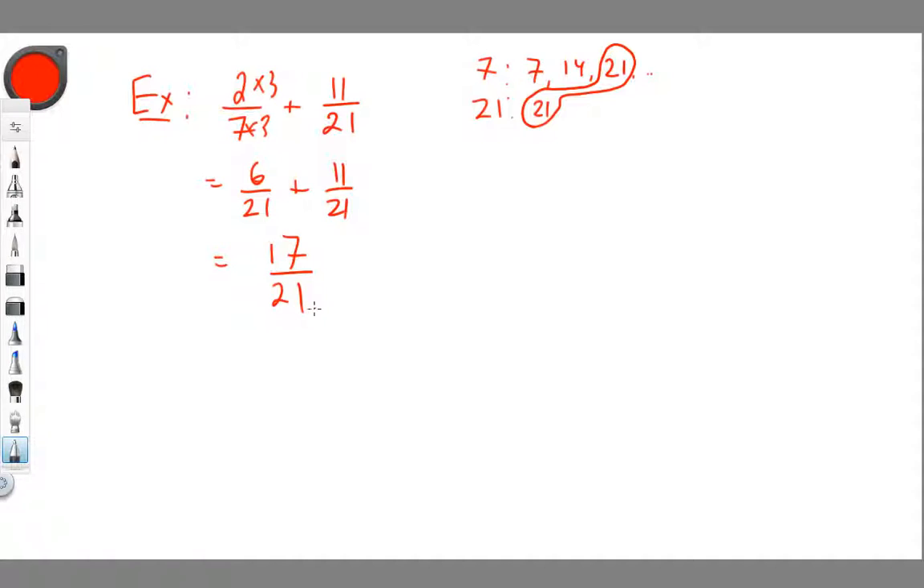All right, so guys, I hope that takes you through a basic introduction of how to add fractions. It's especially important to know that you have to find a common denominator.